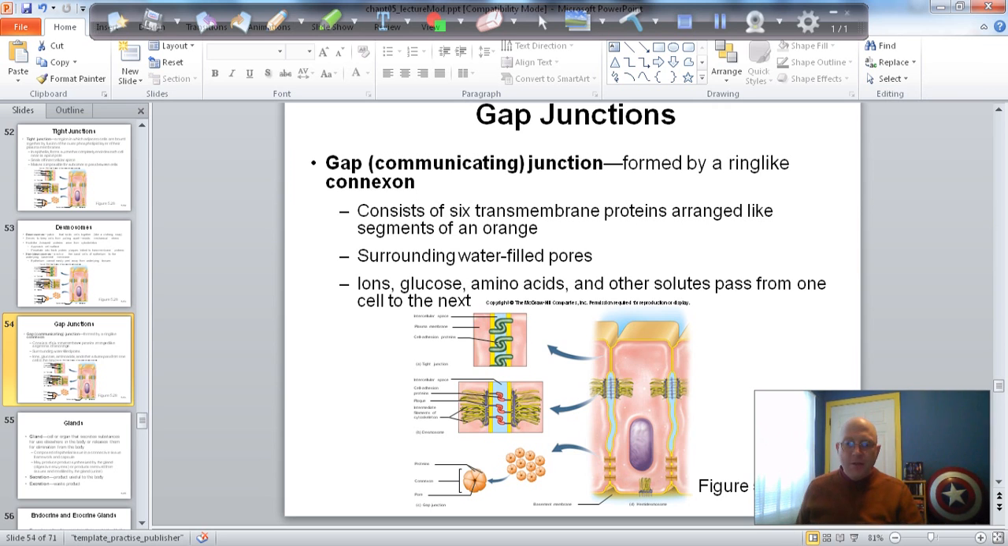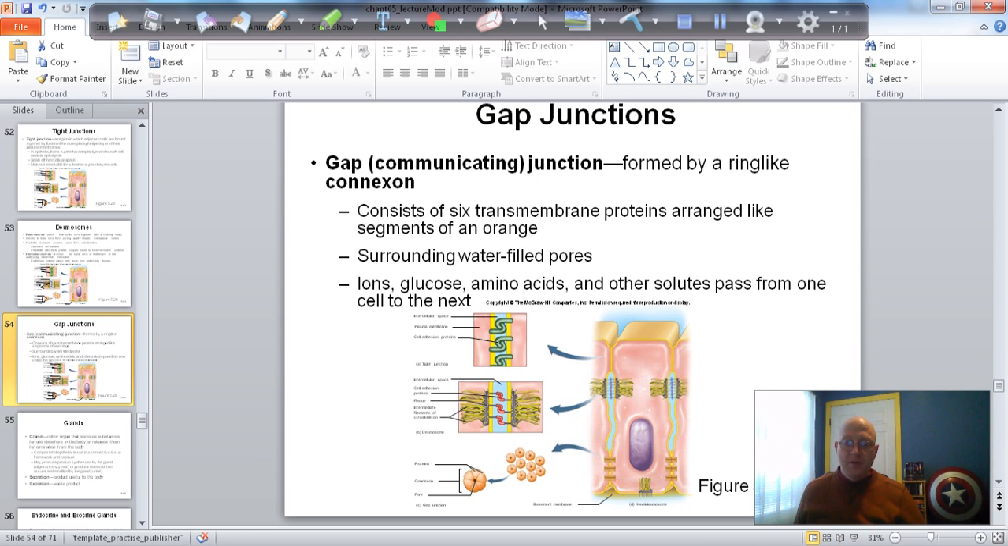And so consequently, anything that's in cell 1 can now flow into cell 2, provided it can fit through the holes. This can allow for osmosis to occur faster. It can allow for diffusion to occur faster by helping to facilitate that through these open spaces. We see a lot of gap junctions in cells that are electrically active.